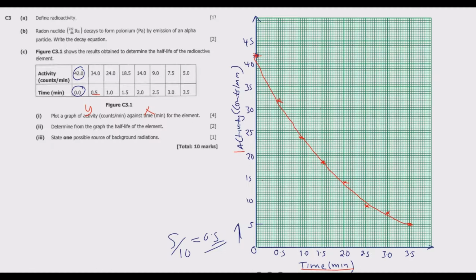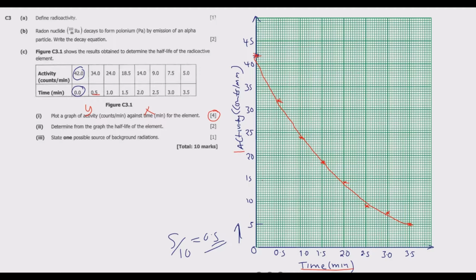So you have something like this. Then once you do that, you are good to get these 4 marks. So key, label your graph properly and show these dotted points. Then once you do that, we can go to Roman numeral 2.